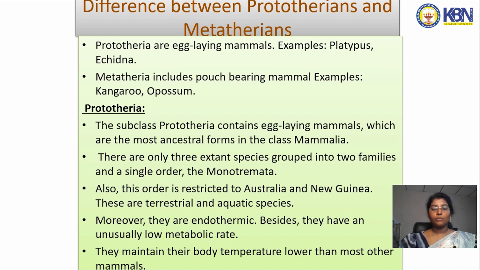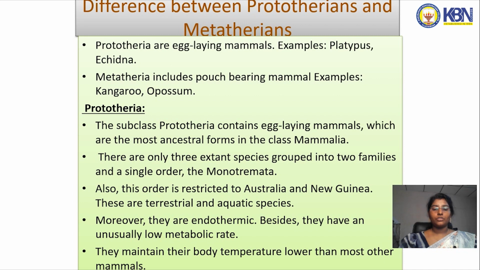First, Prototheria. The subclass Prototheria contains egg-laying animals. Here we can observe the mammals which lay eggs, which are the most ancestral forms in the class Mammalia. These Prototheria and Metatheria come under the class Mammalia. There are only 3 extinct species grouped into 2 families and a single order, the Monotremata. Also, this order is restricted to Australia and New Guinea.